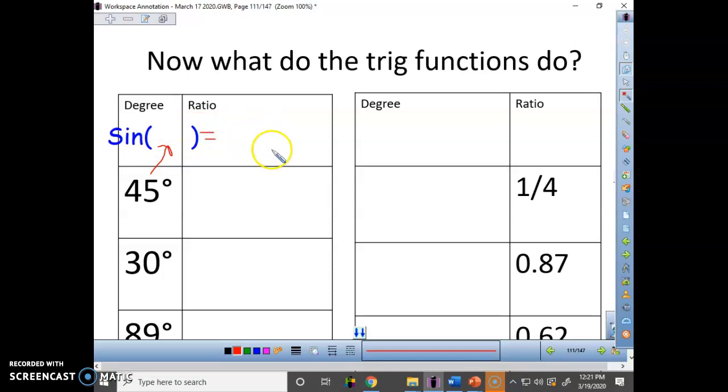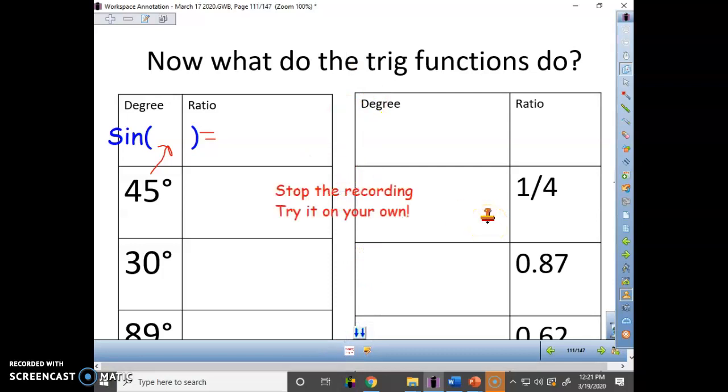Equals a ratio. So what I want you to do is take a second, go down this list, grab your calculator and just go down the list. Sine 45 equals, and then put the decimal in here. We could even go to 3 decimal places. Put sine 30 in, put it in there. Take a second. Stop the recording. Try this on your own.